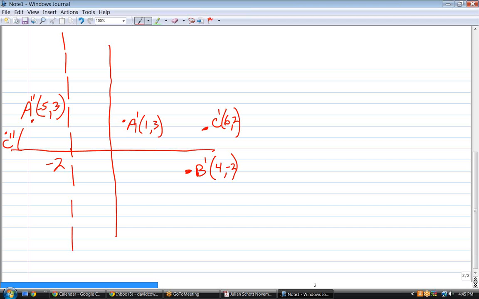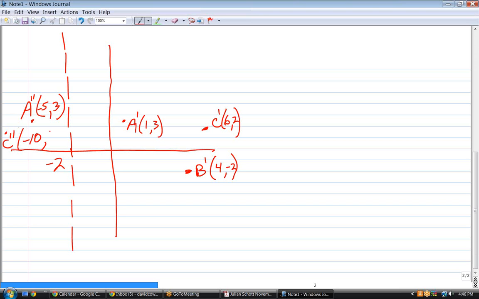-8. How far is C prime from that dotted line? 8. So how far does it have to be to the left of the dotted line? More than 8? No, exactly 8. Oh, 8. So what does that give it as an x-coordinate? If this dotted line is at -2, I have to be 8 units left. -10? Yeah. Oh, okay. Alright, I get this.